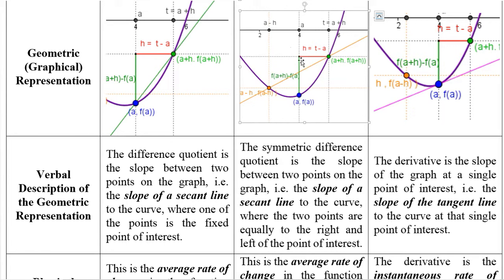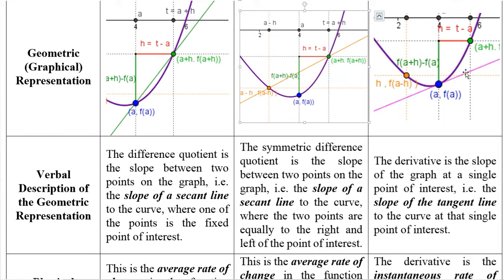Again, it's a number, but it's a number with a geometric meaning here. So the symmetric difference quotient is the slope between 2 points on the graph, again. And again, it's the slope of a secant line to the curve, but the difference between it and the difference quotient is that the 2 points are equally to the right and left of the point that we're interested in. Now, when we take the limit as h goes to 0, in either case, the blue point is fixed. Both the green point and the orange point are getting closer and closer to this blue point here, and both the green and orange secant lines get closer and closer to this pink tangent line.